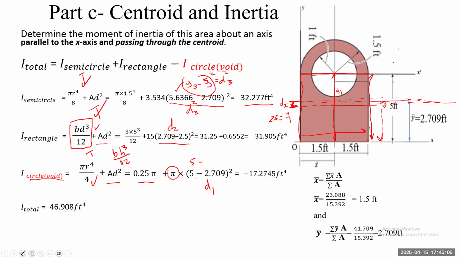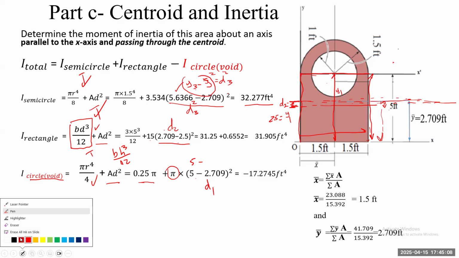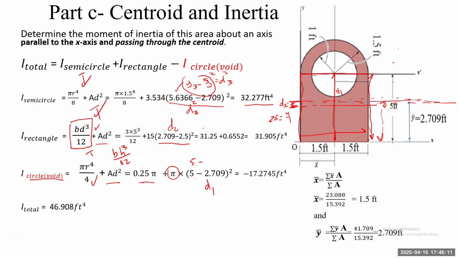Let me get a different color and show you your D1. Your D1 is going to be this distance here, from here down to right here. This is your D1 distance. So the circle is rotating around the centroidal axis, and the centroidal axis is this axis right here, the blue line. So that is the centroidal axis. All right? So you notice the difference, and that's the key difference here. And so we have the minus area there.